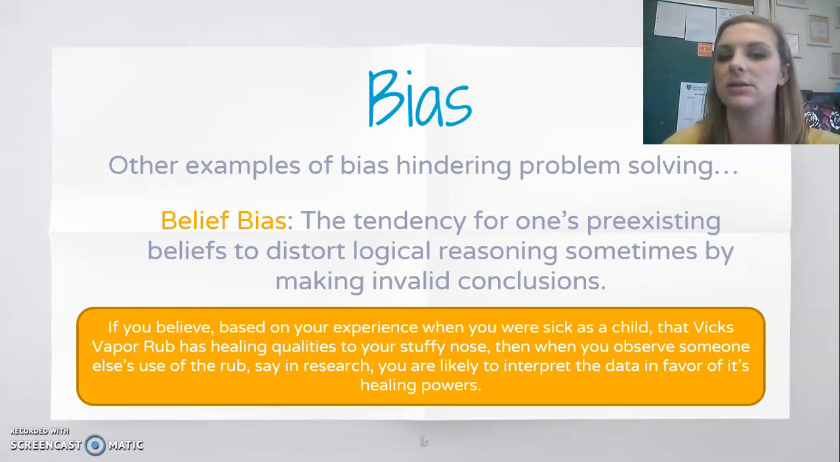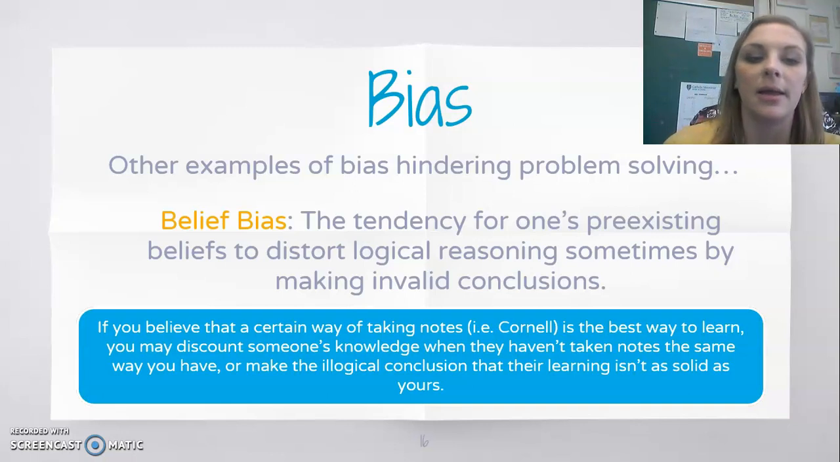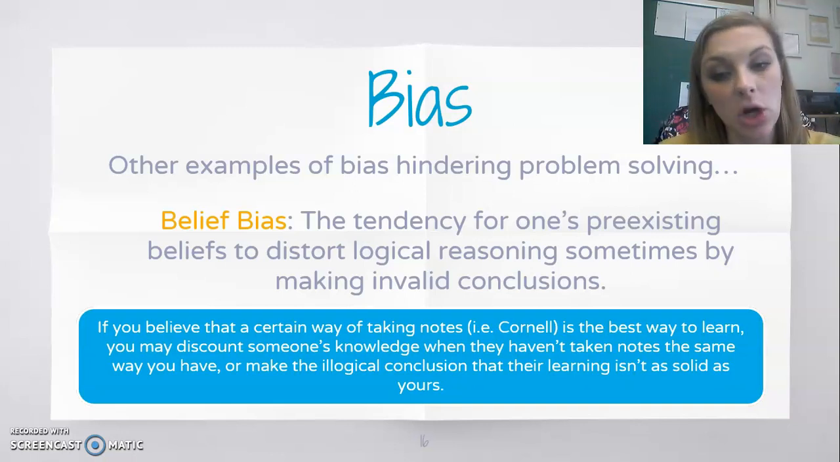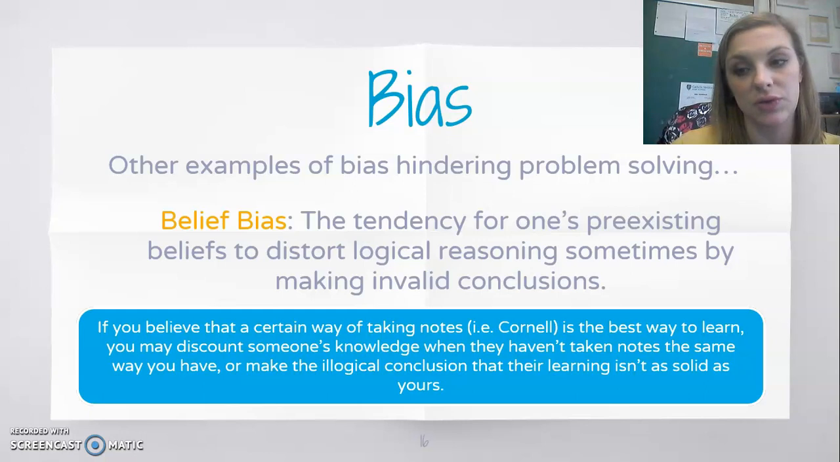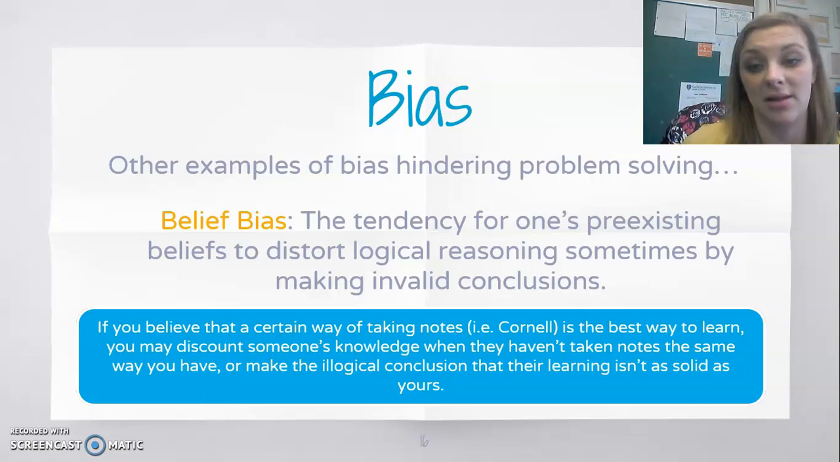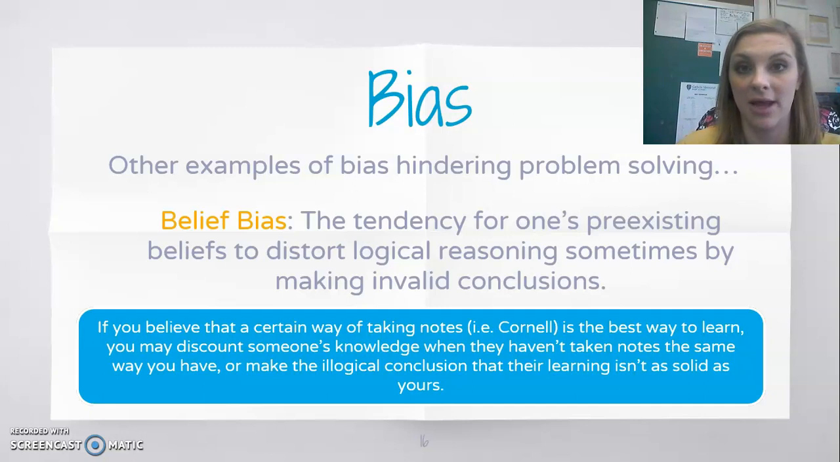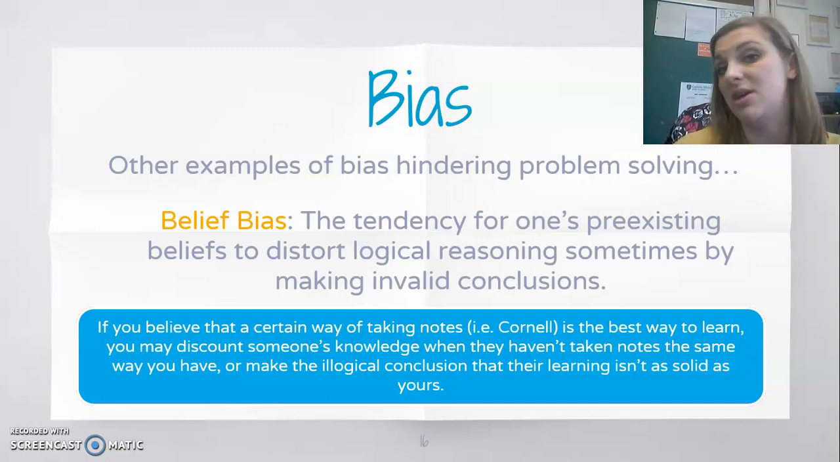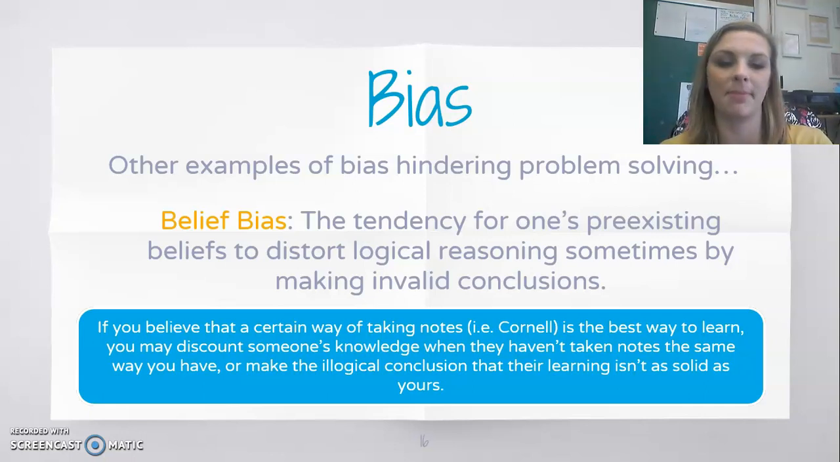Okay, that's belief bias. If you believe in a certain way of taking notes, for example, that Cornell notes is the best way to learn, you may discount or turn away someone else's knowledge when they haven't taken notes the same way as you have, okay? Or you might say that their learning isn't as solid as yours because they didn't take notes your way.